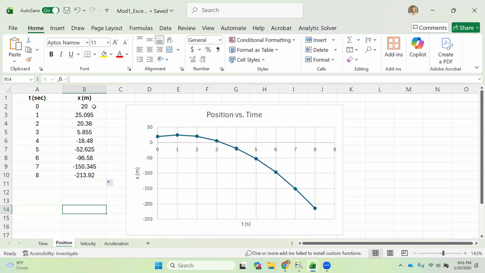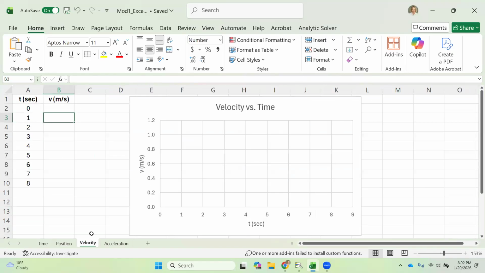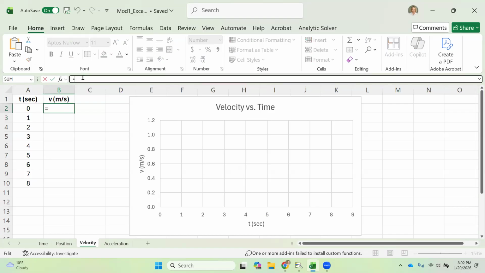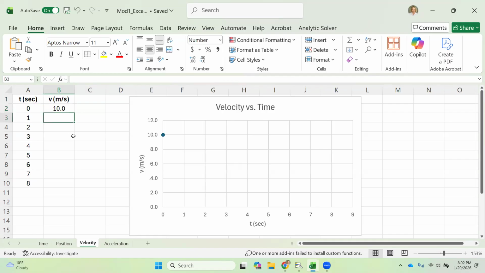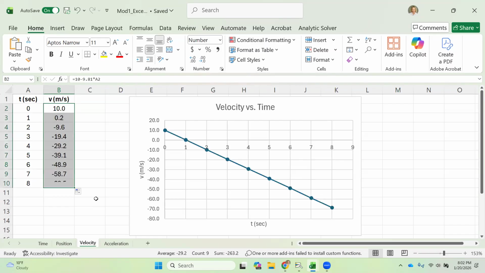Just as a confirmation, it's nice when you have those sample problems, just to be sure you put everything in correctly. Now we're going to go to our velocity and do that very same thing. We're going to use our velocity equation, which was equal to 10 minus 9.81 times the time. So that's going to be 10, which is correct. I'm going to reselect and copy all the way down. And that's a straight line. That looks good.